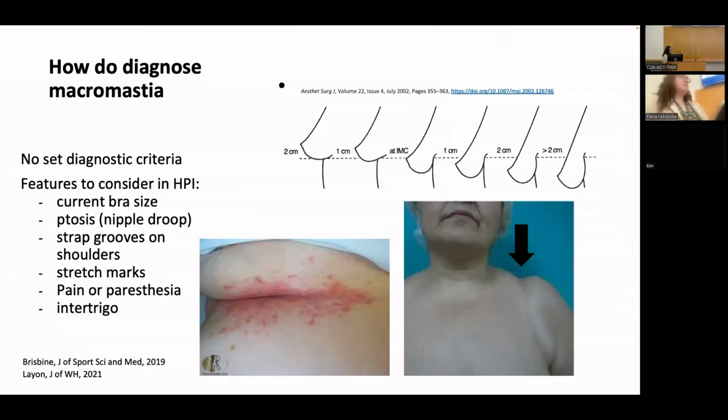Patients may also be asked about chronic intertrigo, maceration, or skin breakdown as a result of their breast tissue or bra fit. And additionally, it's reasonable to also explore the effect of the excessive breast tissue on the self-esteem and body image of each patient.